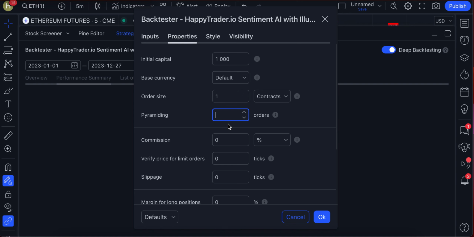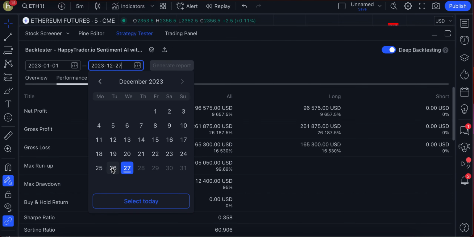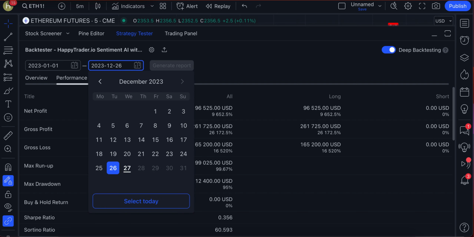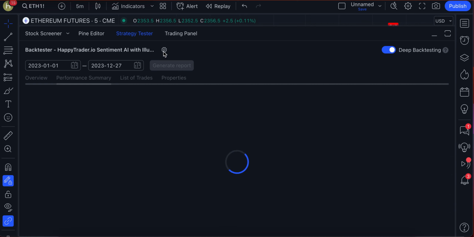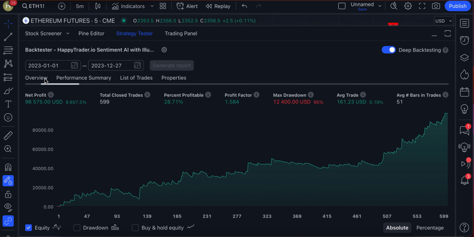So we're going to do $1,000. We're going to do an order size of one contract. We're going to hit OK. We're going to go ahead and reset our backtest. And let's pull up the 26th. Let it populate using deep backtesting through TradingView. And then we will pull up the 27th, kind of see what we're dealing with and go over some of the metrics. And let's look at the equity curve.